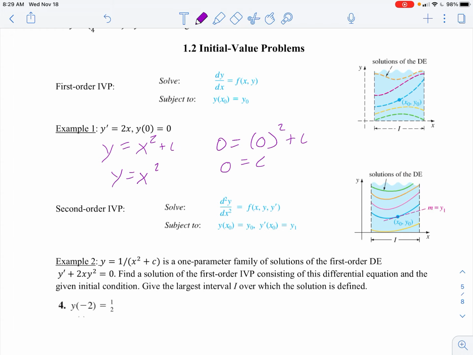Again, if they gave us a different initial value, we could have a different answer for our solution because our c is going to be different. So here you just have, based on the initial value, all of these dash marks or all these lines, they're all solutions to the differential equation.